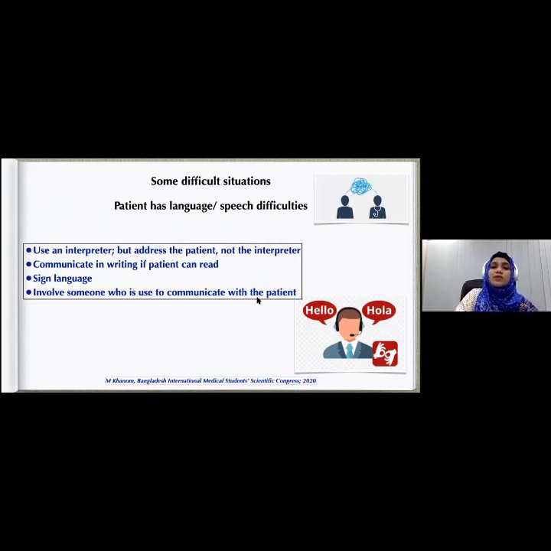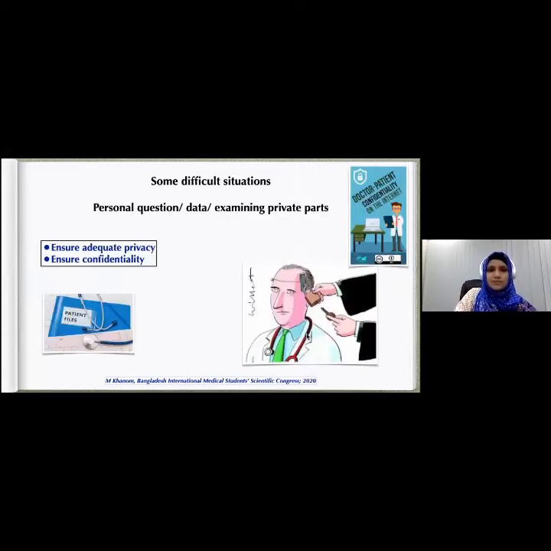Now we are talking about some difficult scenarios or situations. Patient has language or speech difficulties. We can use an interpreter, but we should address the patient, not the interpreter. It means the doctor should look at the patient and the interpreter should only translate or interpret. Communicate in writing if the patient can read and write. Sign language can be used, and we can involve someone who is used to communicating with the patient.